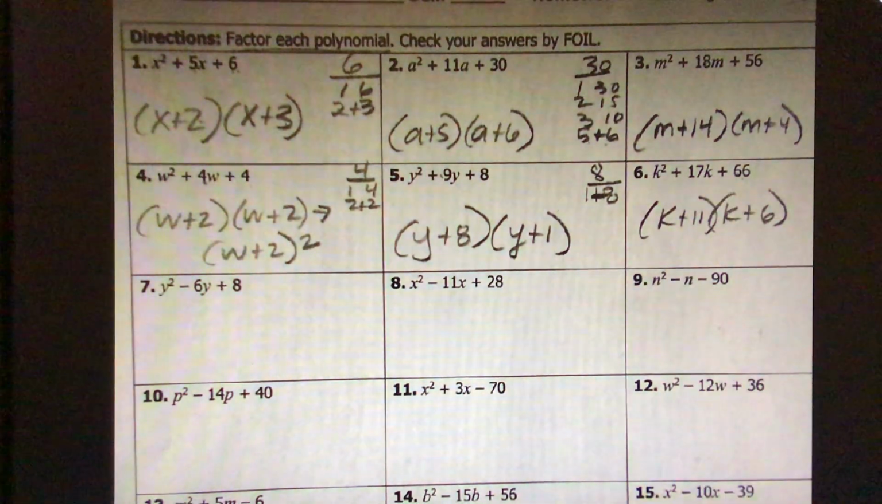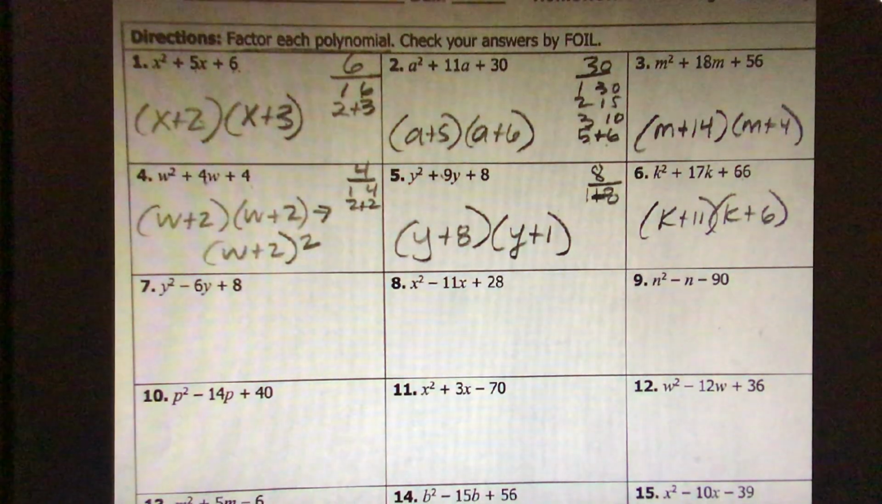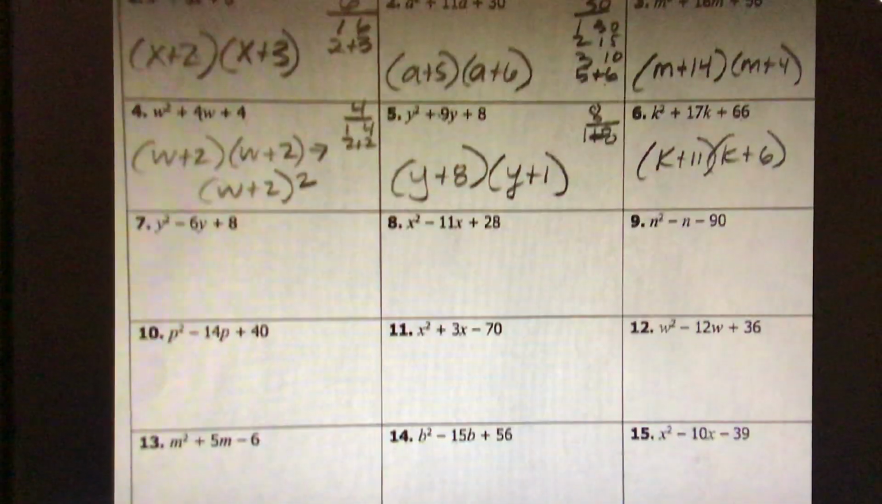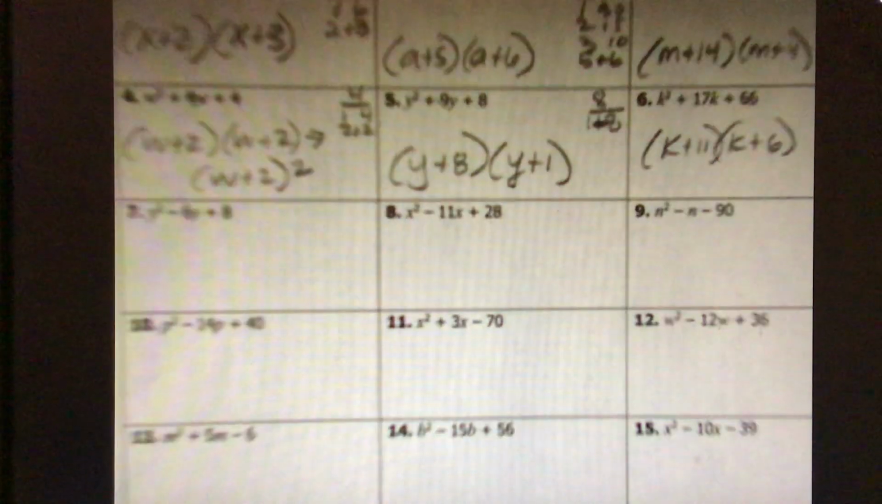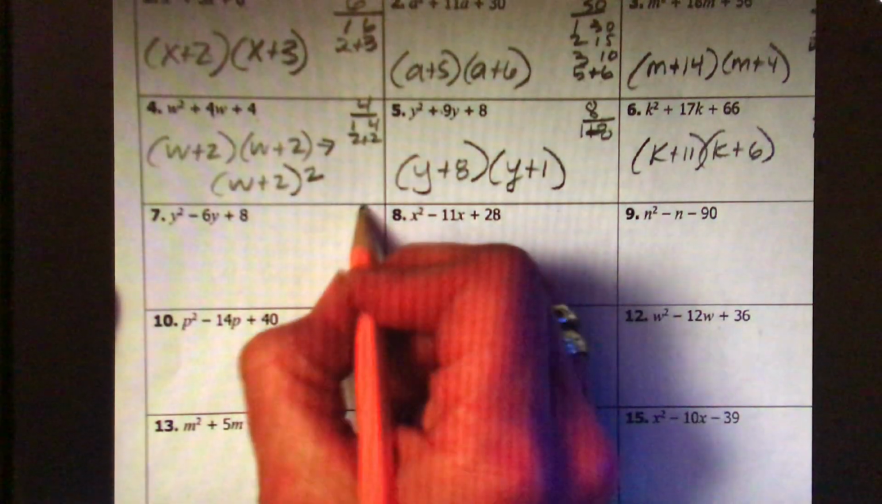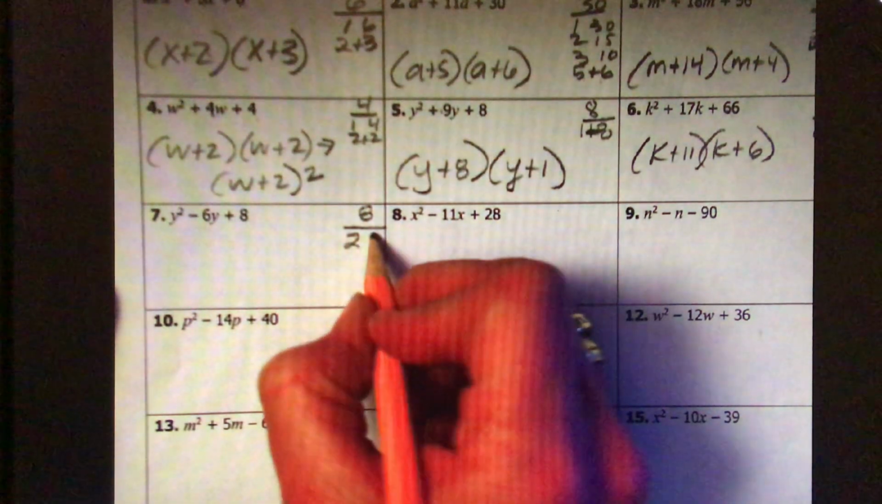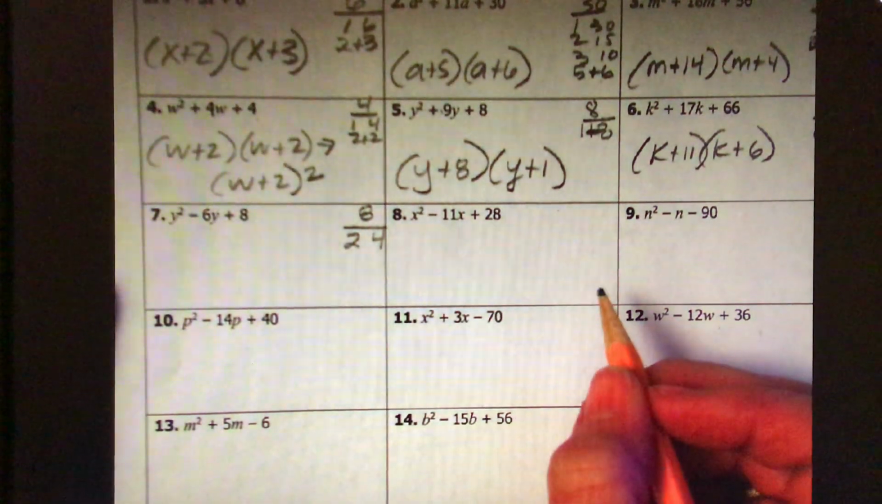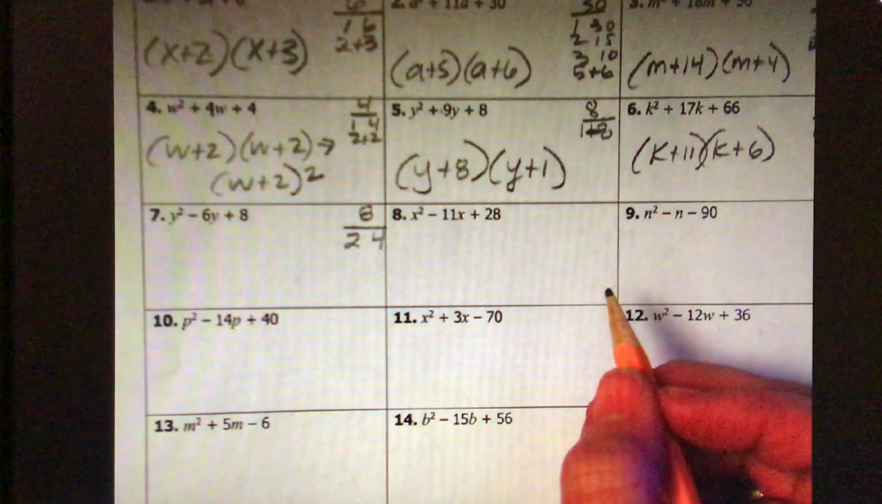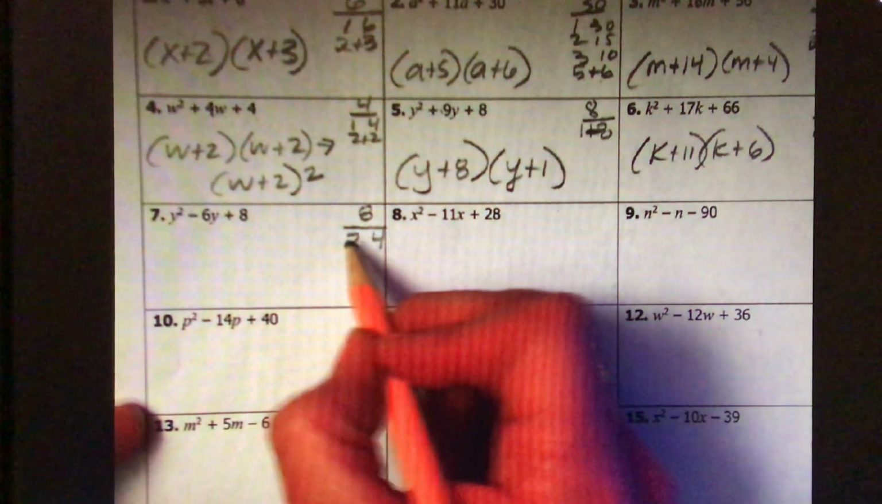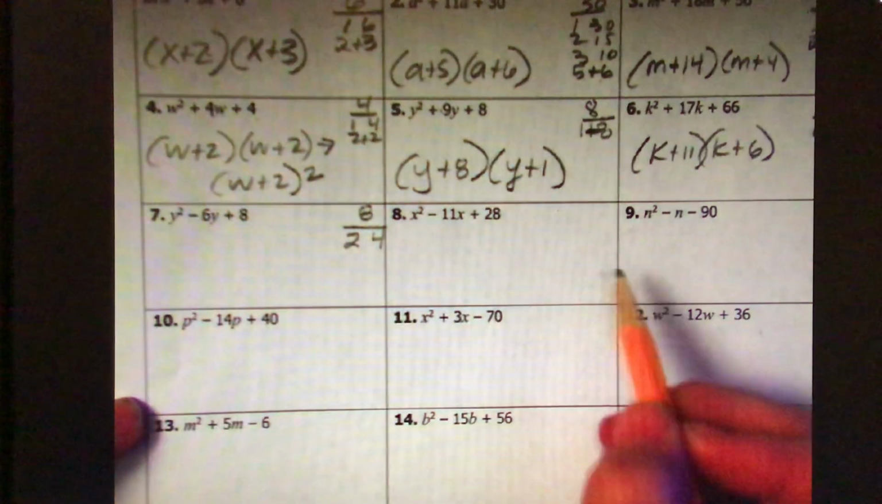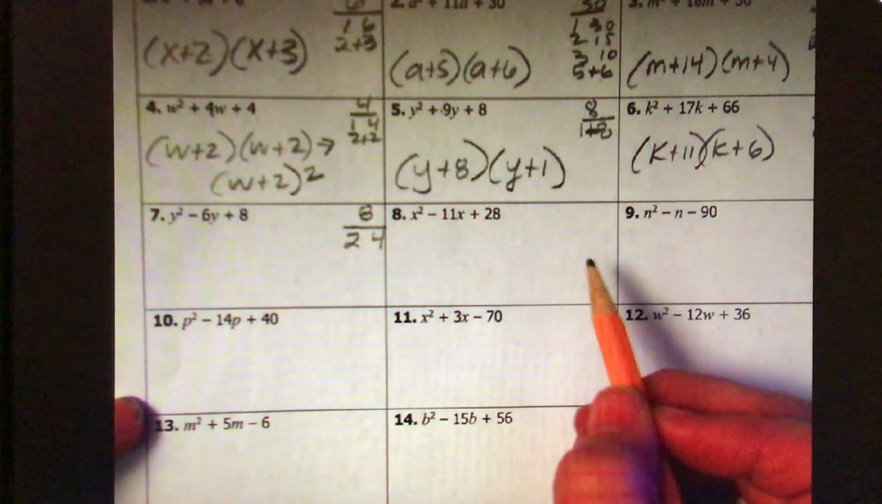Okay, let's see. Make sure I can still see it. Okay, I've got 8. I think it's already going to be 4 and 2, but is it going to be negative or positive? So I've got 4 and 2, and I've got to think about two numbers that when you multiply them together will get positive 8, but then I'm going to have a negative number. I think that means they're both going to have to be negative.